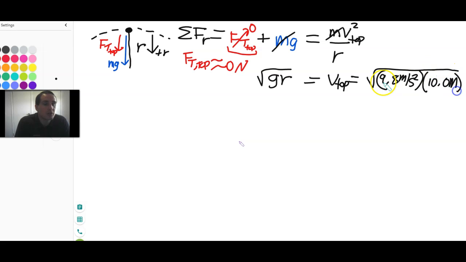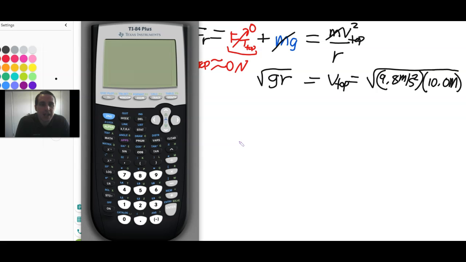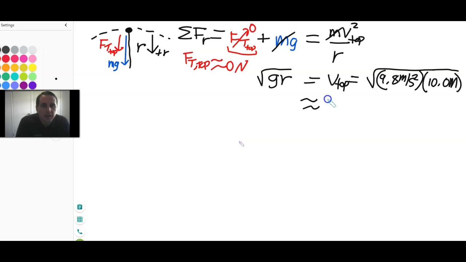So we only need the square root of 98. Bring the calculator back. We just need the square root of 98. Whoops. Need to turn the calculator on. Square root of 98. So it's about 9.90 approximately. So we'll write that down. That's approximately 9.90 meters per second.